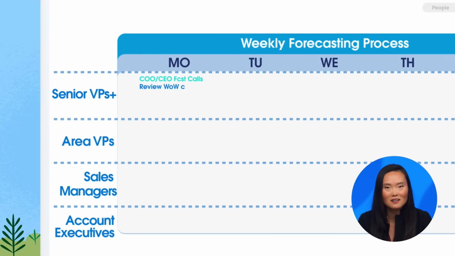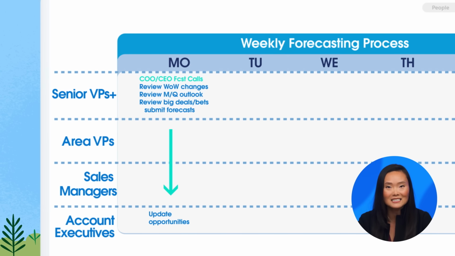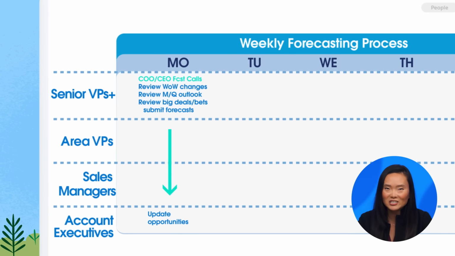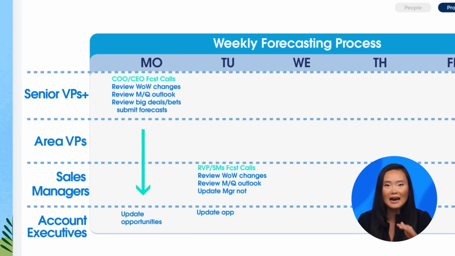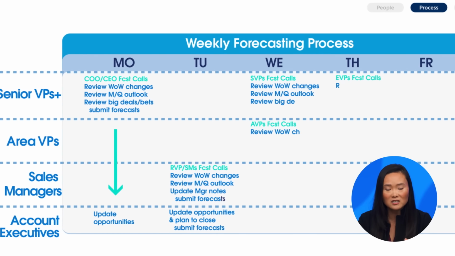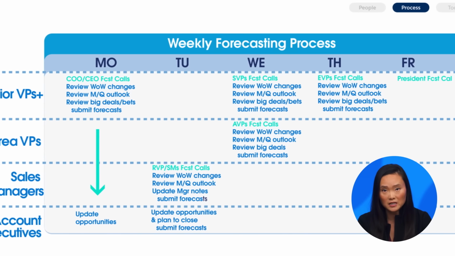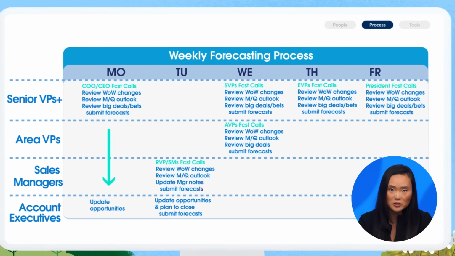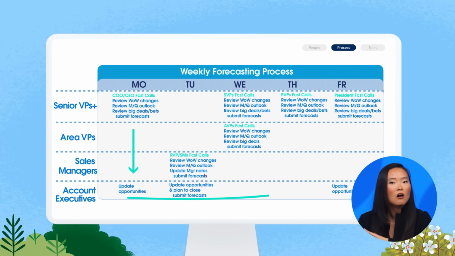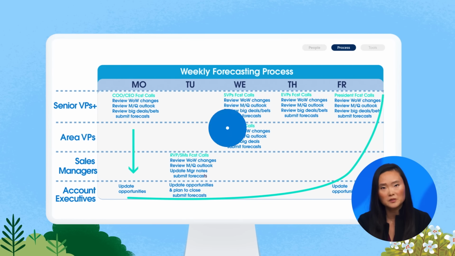On Monday mornings, our CEO and COO start with a review of week-over-week changes, the quarterly outlook, and influential deals. Each day, the forecast is reviewed at a different level, from region and country managers to industry managers to individual territory managers. And all along the way, sales reps are taking action and updating their pipeline data.